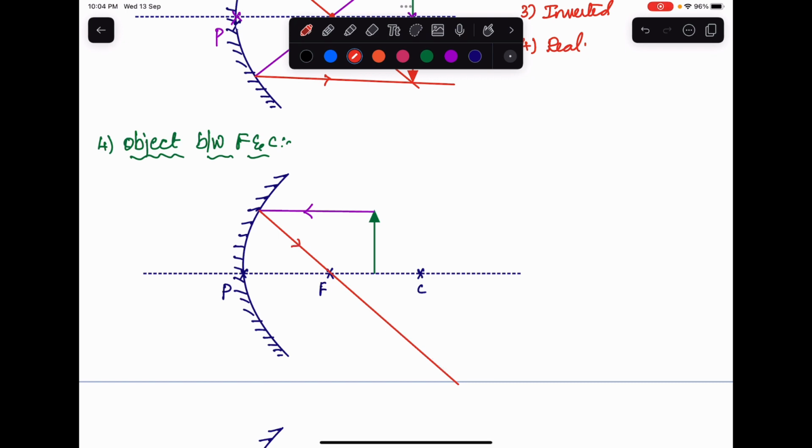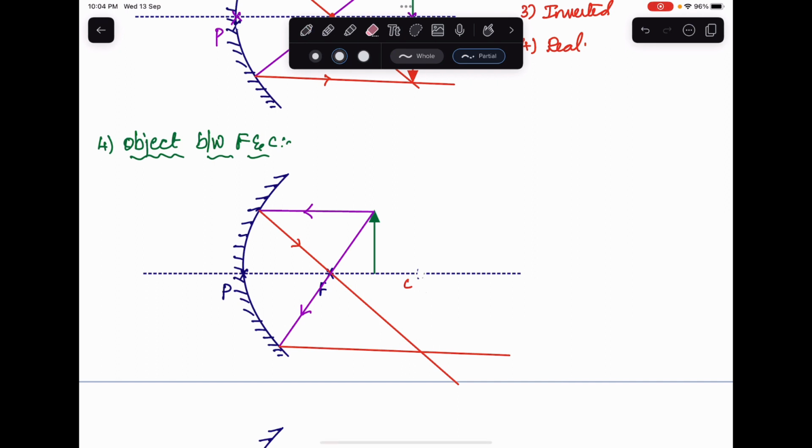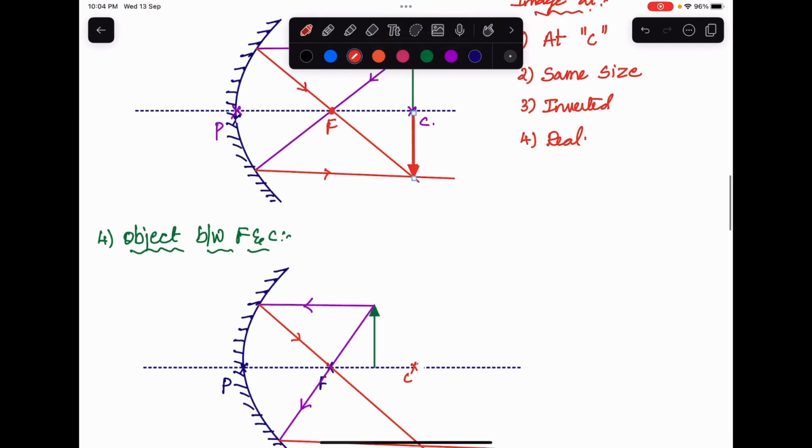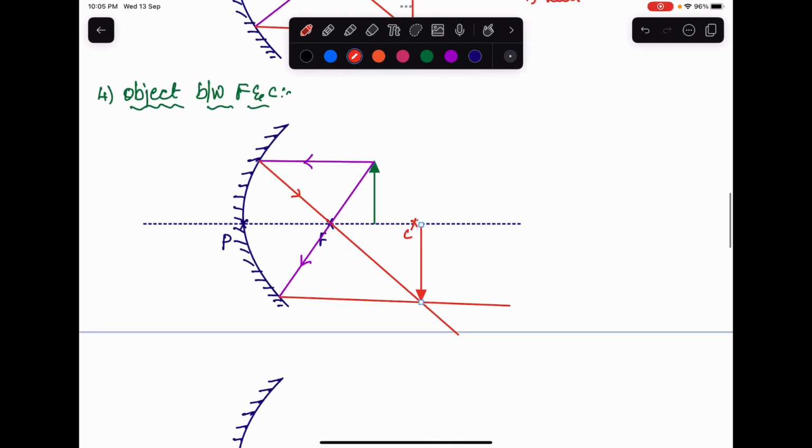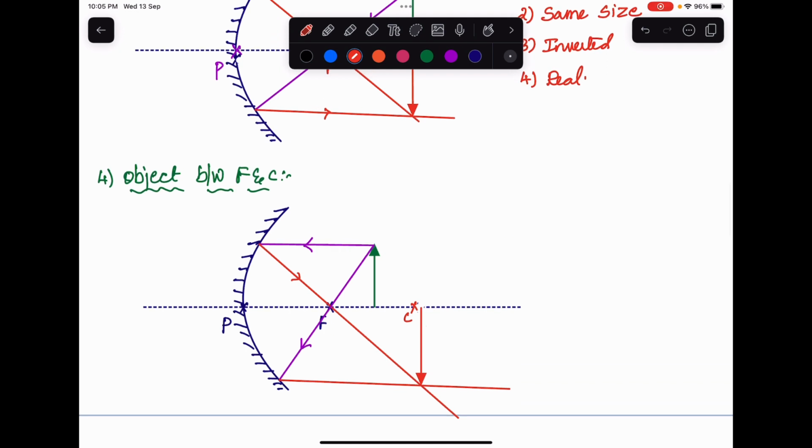And then what is your rule number 2? Light ray passing through focus is your rule number 2. And then for the light ray passing through focus, what happens? After reflection it goes parallel to the principal axis. So therefore, see this one, a quick adjustment I can make over here. So you will be getting the image straight after C. That is, the image is beyond the center of curvature.